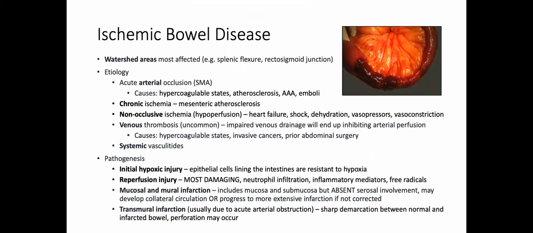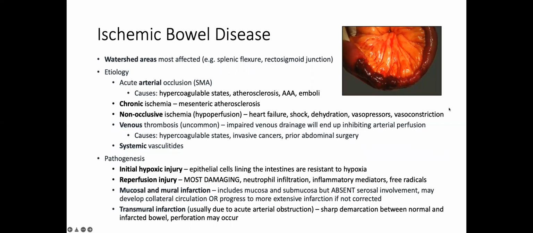Okay. So now pathology of intestines 2, and we're going to look at ischemic bowel disease. Or 2 and 3, I guess. So watershed areas are the most affected. You have to remember back to your anatomy days. The splenic flexure and the rectosigmoid junction are some of these watershed areas, and you can see it in the picture right here.